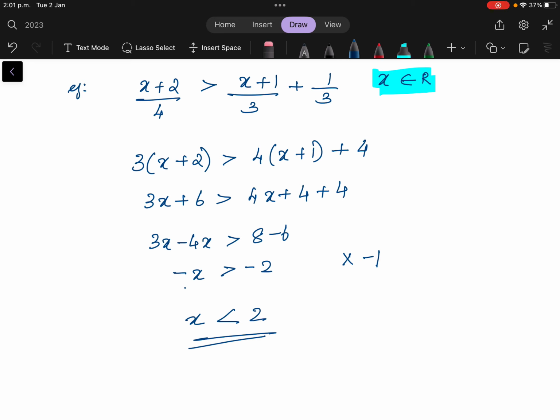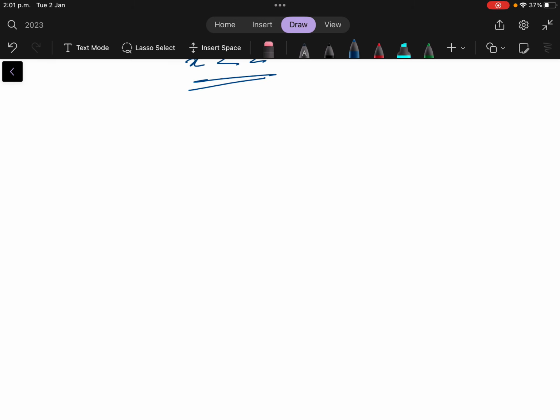Then similarly, you can get combined inequalities. Like there are two inequalities and you have to represent them on the number line, so that will come. And again, there are quadratic inequalities also. So you solve the equation, find the values, and then set the values on the number line as per the values which you have gotten.